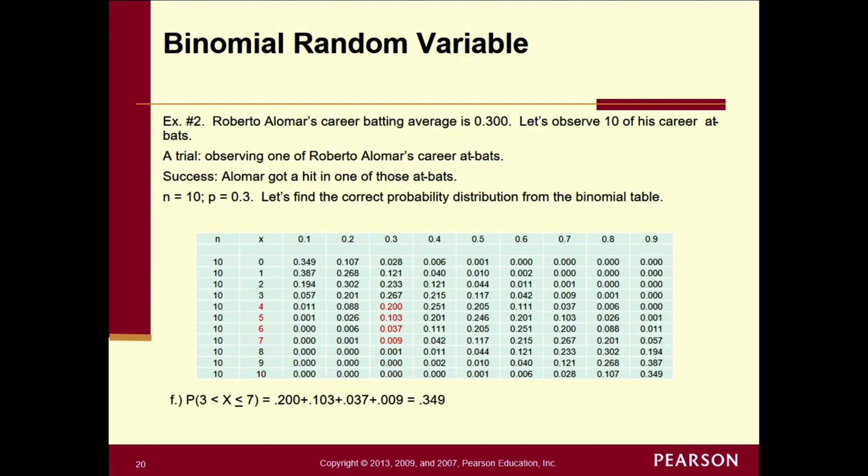Finally, the probability that x is between 3 and 7. We're not going to include 3, but we are going to include 7. So what are those numbers? 4, 5, 6, and 7. So we just go to our probability distribution. We look up the probability that x is equal to 4. That's 0.200. 5, that's 0.103. 6, 0.037. 7, 0.009. We added up. I got here just less than 35%, 0.349. So hopefully that shows you how you would just add things up when you need to.